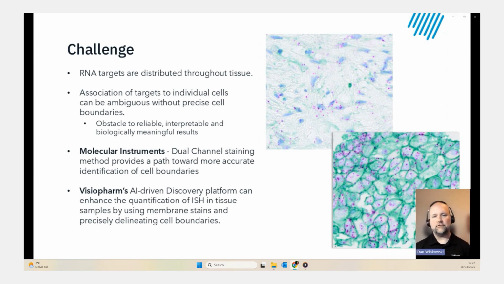This is where Visiopharm's discovery platform can come in. We offer an AI-driven platform in which we can train an AI to segment cells based on nuclear and membrane stains and correctly identify cell boundaries in your spatial transcriptomic workflow. This ultimately can lead to reliable, reproducible, interpretable results.